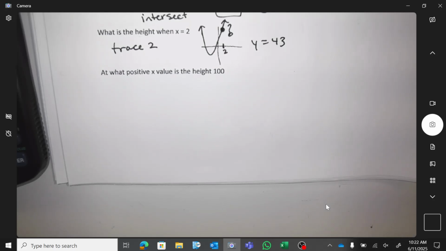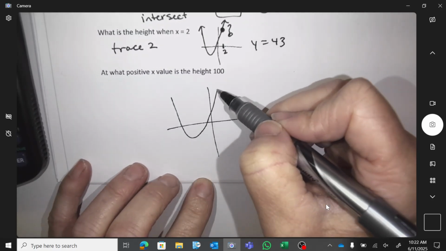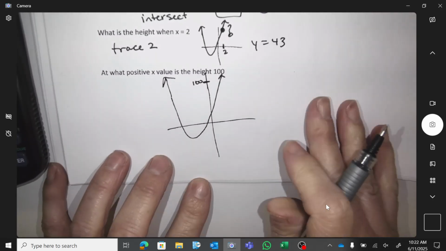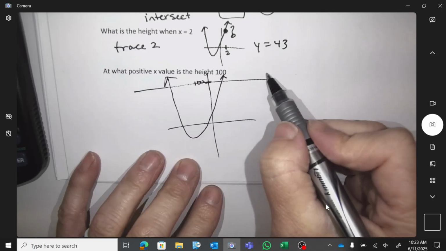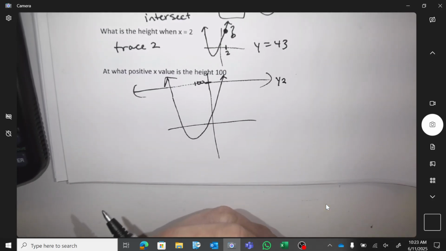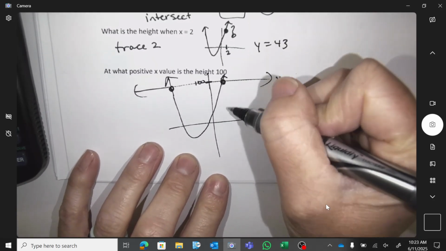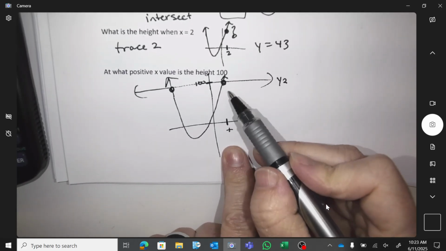At what positive x value is the height at 100? Oh boy, that's big. Height of 100. What do you do when you know the height, the y value? You do a y2. When you know the height, y2. When you know the x, trace it. Okay, you have two intersections, but I said a positive x value, so I only want this intersection.